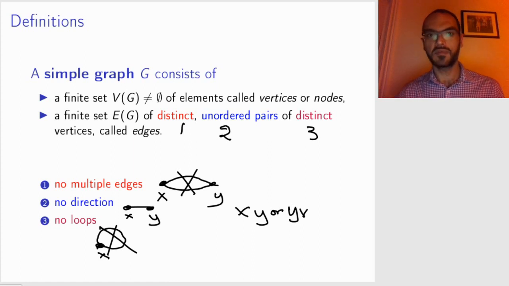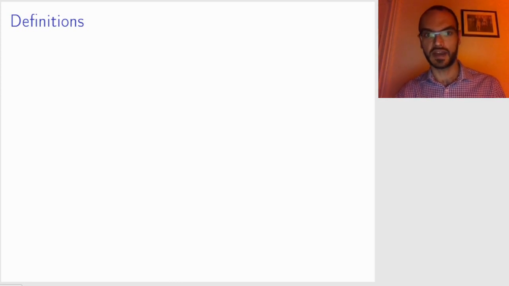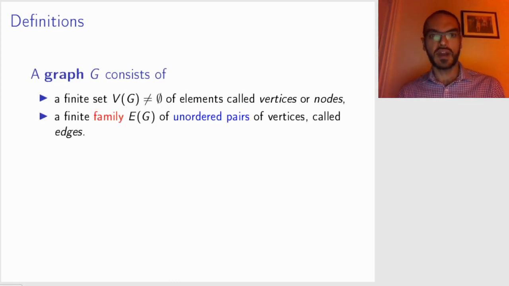Now, sometimes we will want to allow some of these things, and this leads us to the more general definition of a graph. So a graph consists of, again, a finite set of elements called vertices and a finite family of unordered pairs of vertices called edges. So please pause the video here and go back and forth between the definition of graph and simple graph and see what the difference is.